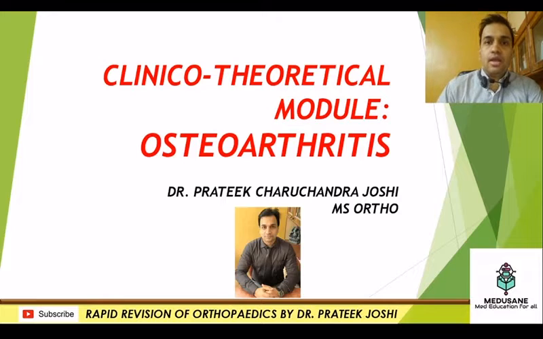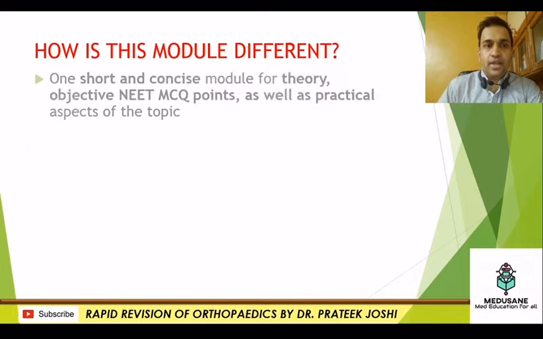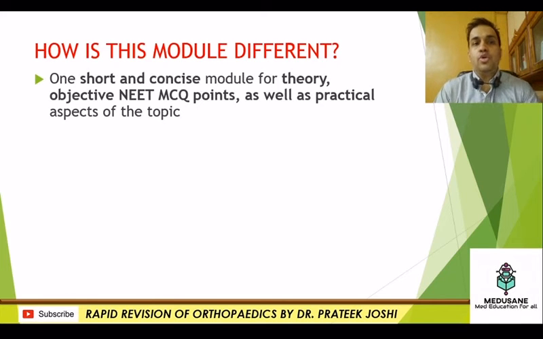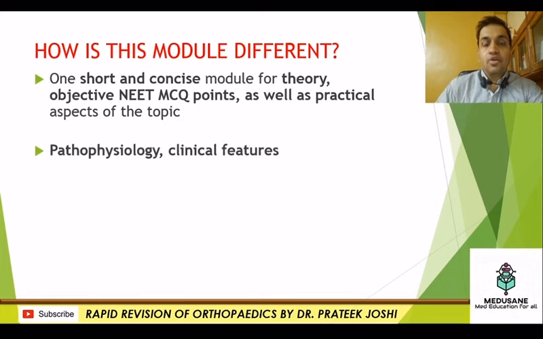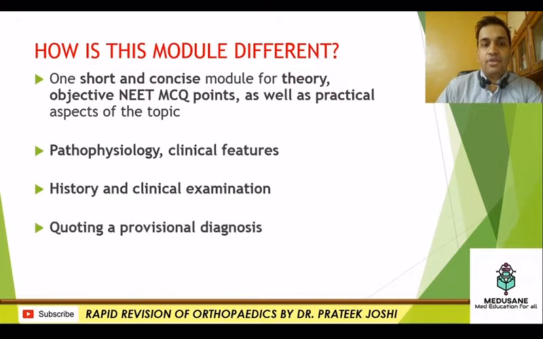So moving on, let us take a look at why this module is different from what I am normally doing. In this module, we are going to have one short and concise PowerPoint with a picture-in-picture for theory, objective neat MCQ points as well as practical aspects. And osteoarthritis knee is the ideal topic to start off with something like this. So we will have pathophysiology, clinical features, and a lot of epidemiology involved. Apart from that, there will be a section on clinical examination with clinical photos, x-rays and lines of treatment.